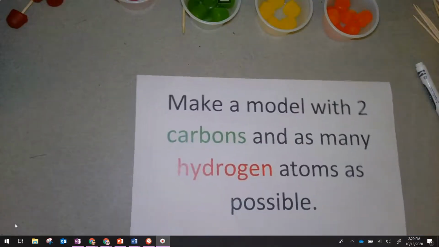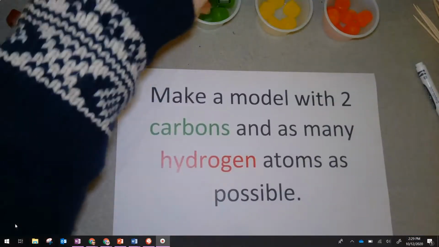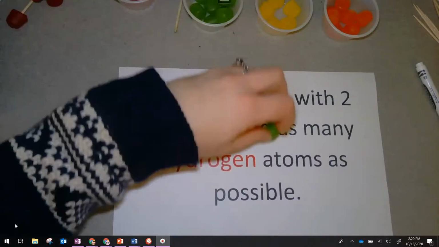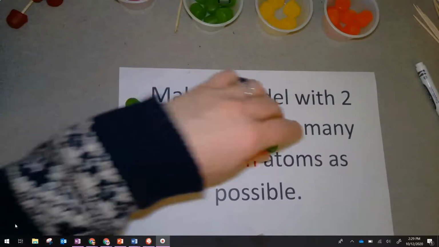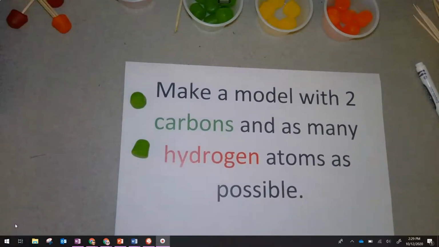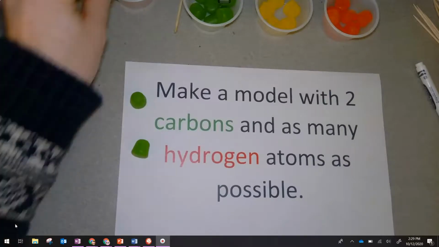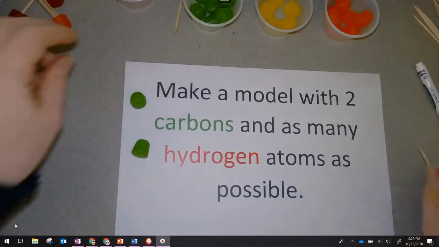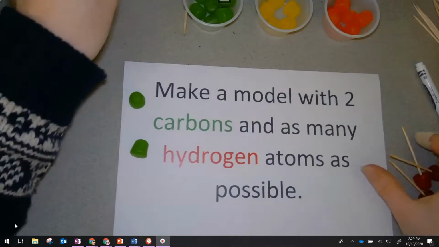And lastly, we're going to have one more model here. It says make a model with 2 carbons and as many hydrogens as possible. So go to your table, figure out how many bonds, and then go ahead and get started. Pause the video and make your model.